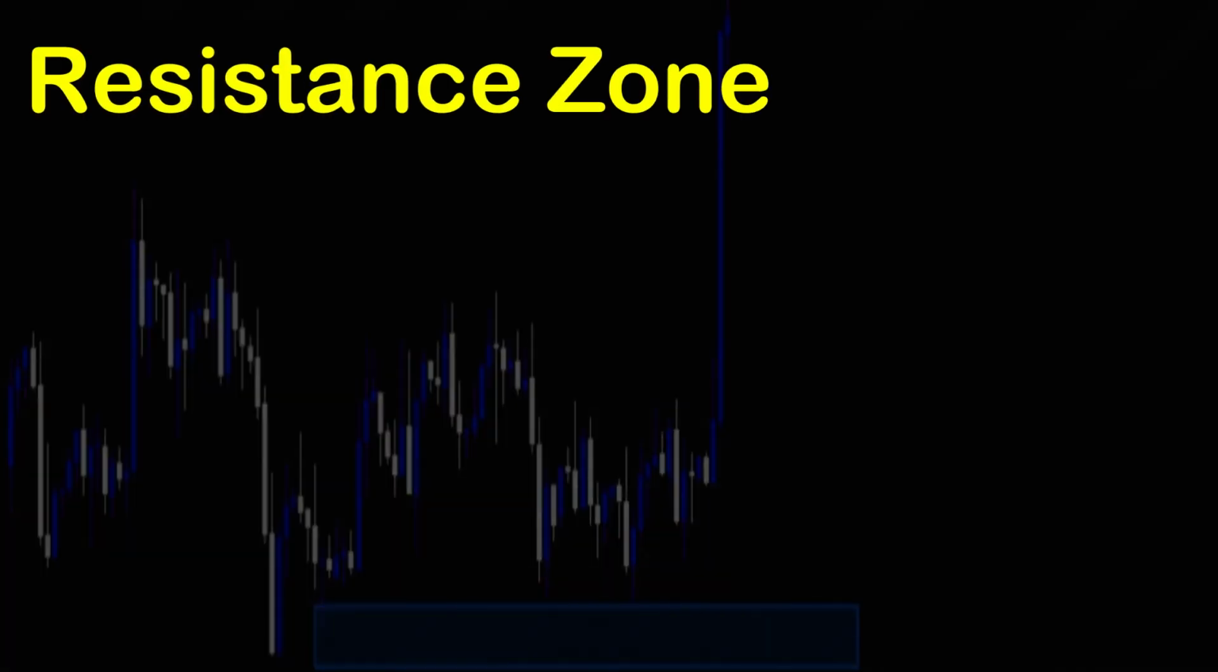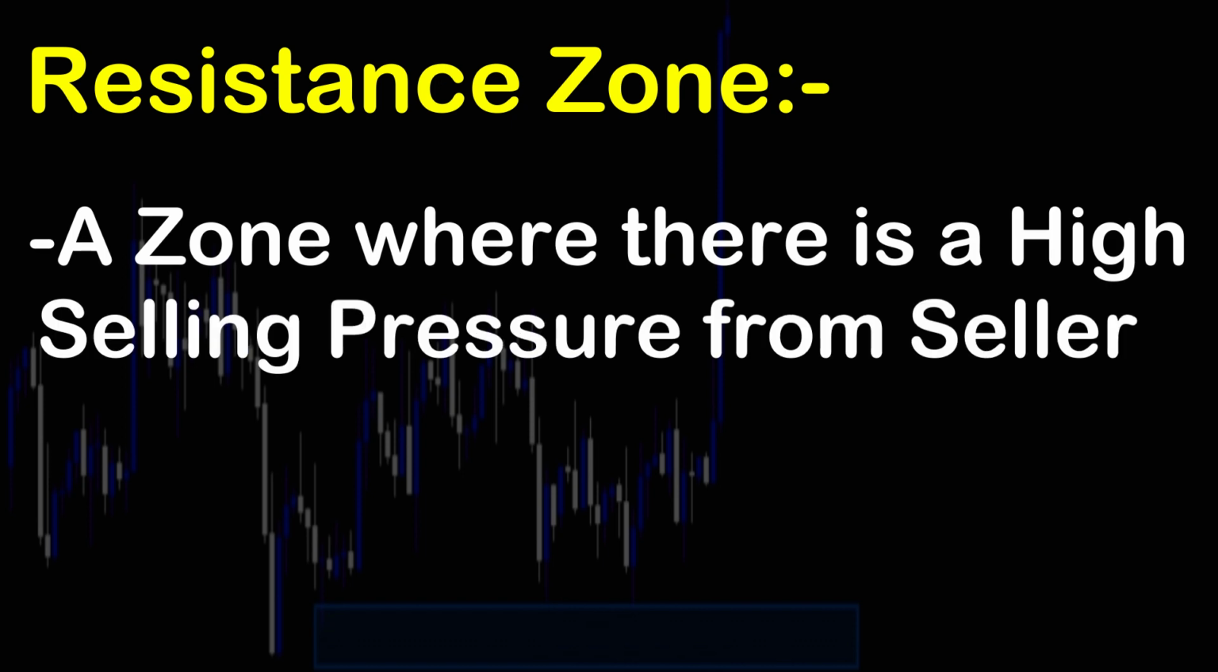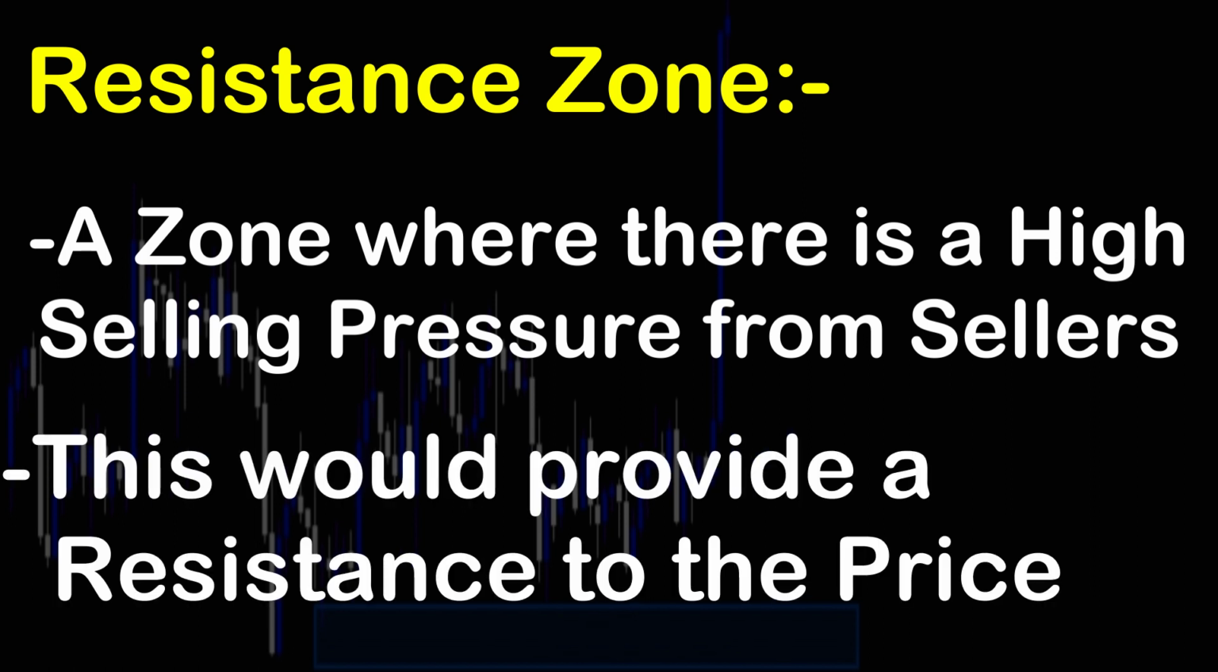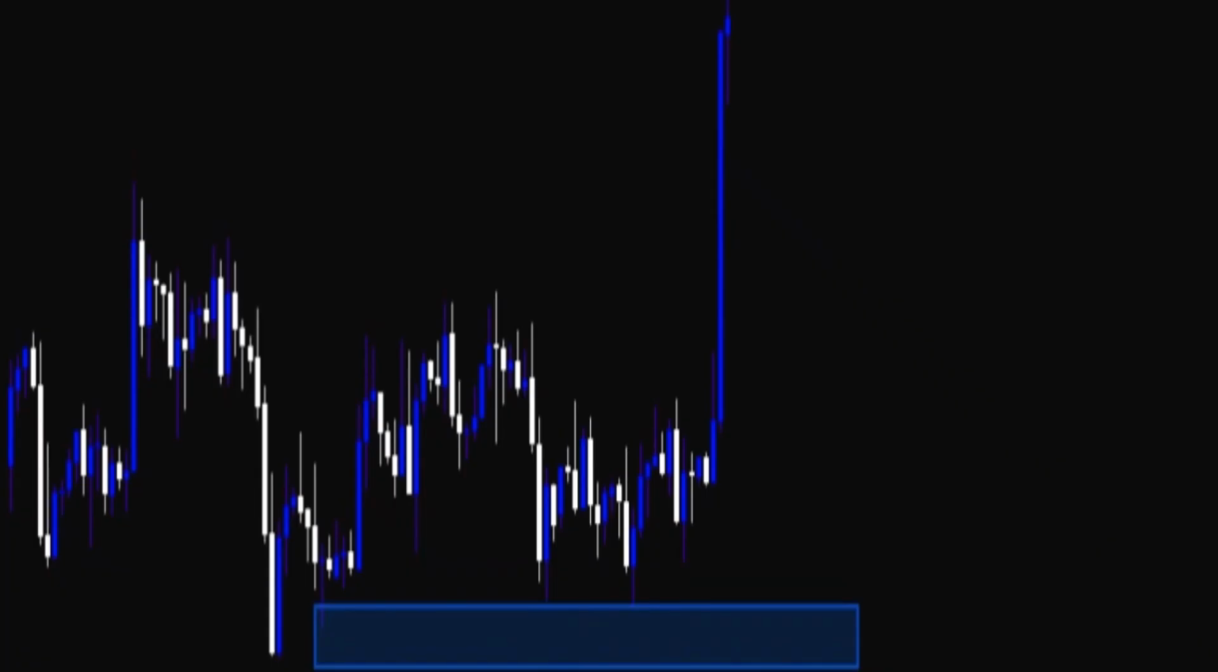Similarly, resistance zones are those zones at which the sellers of the market initiate their short trades. This would lead to the market going downside, which is why we can say that this zone has provided resistance to the price. Let us see an example of a resistance zone forming in the market.